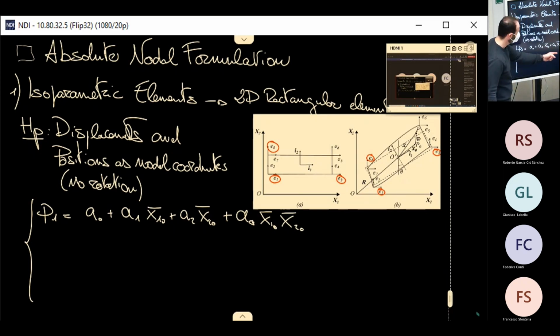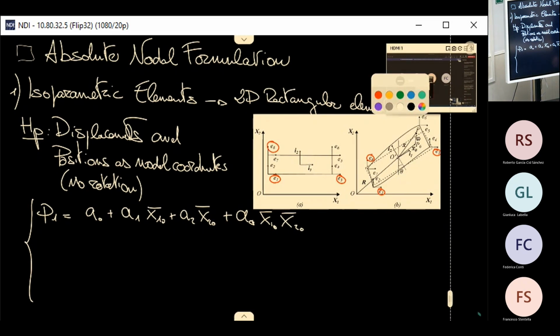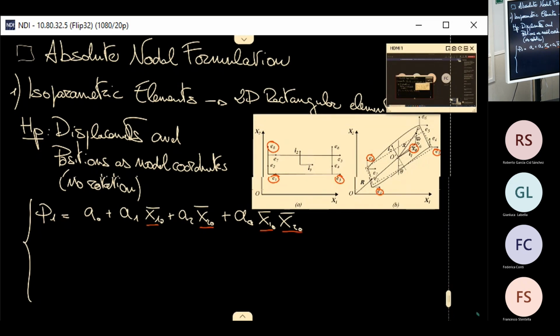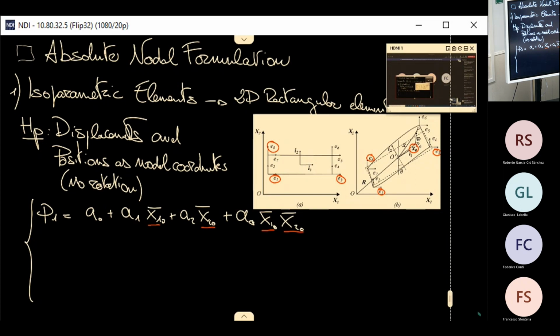Where x1 and x2, make no mistake, they are the components. So for example, this one, and this one too. They are the components of this vector here. You see x0 over bar within our element. What is x0 over bar? It's exactly the element counterpart of what we previously introduced as R0 over bar. R0 over bar was the position of a point with respect to the local frame of the body in its undeformed configuration.